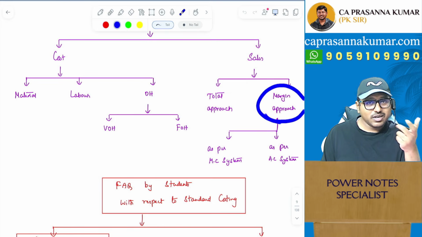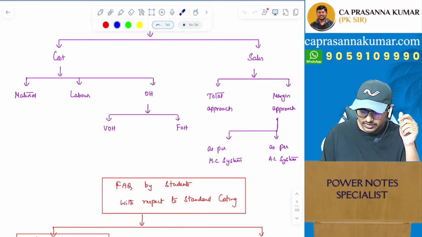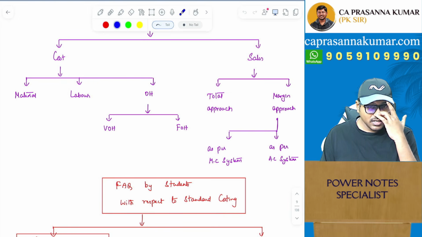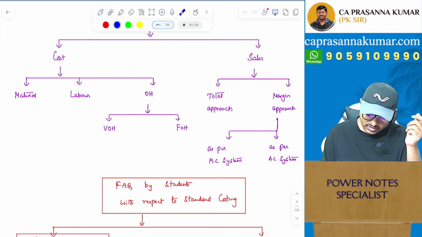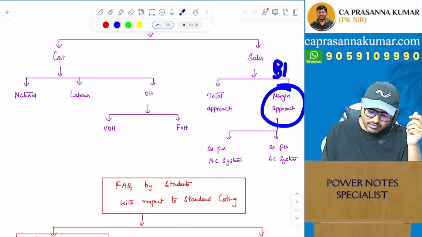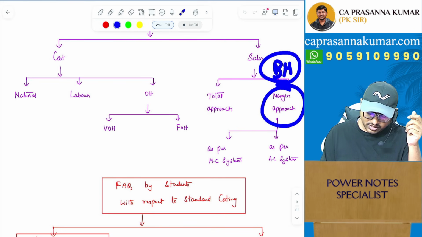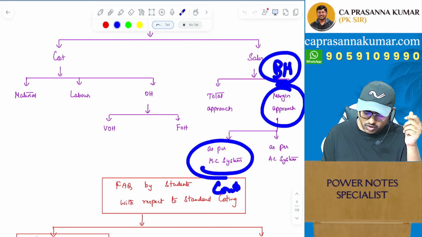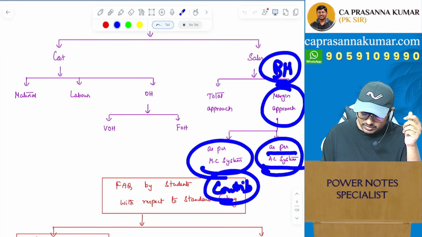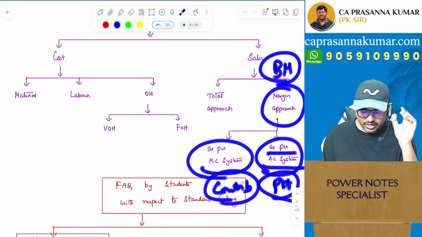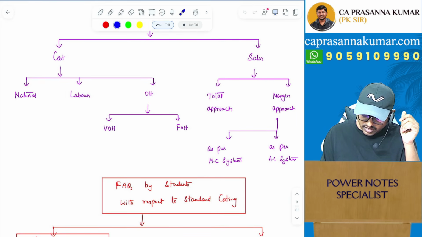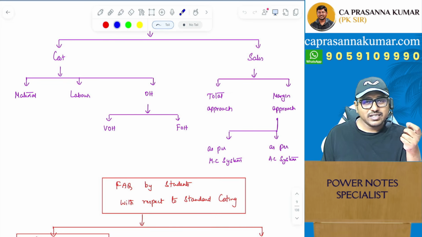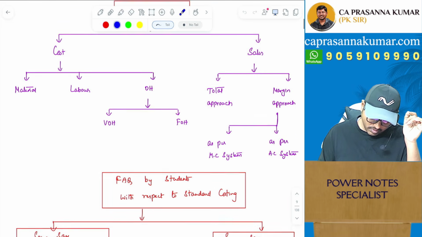Even in that profit, there are two approaches: as per marginal costing system, as per absorption costing system. Marginal costing system means your profit will be referred to as contribution. Absorption costing system means your profit will be referred to as profit, which means you'll take real profit. Margin approach means obviously you'll be taking margin, na? That is budgeted margin or actual margin. As per marginal costing system, we are talking about contribution. As per absorption costing system, we are talking about profit. Got it? So whenever you see marginal costing system, in the margin approach, margin is referred to as contribution. As per absorption costing system, the margin that we take is nothing but profit. Got it? Chalo. That much is enough.